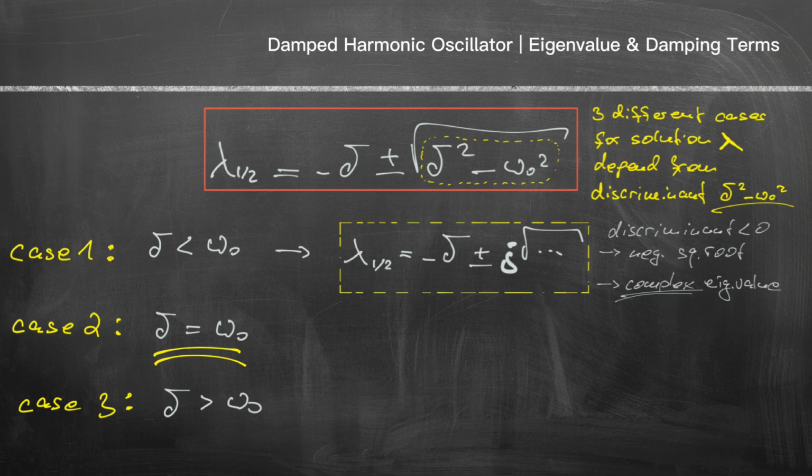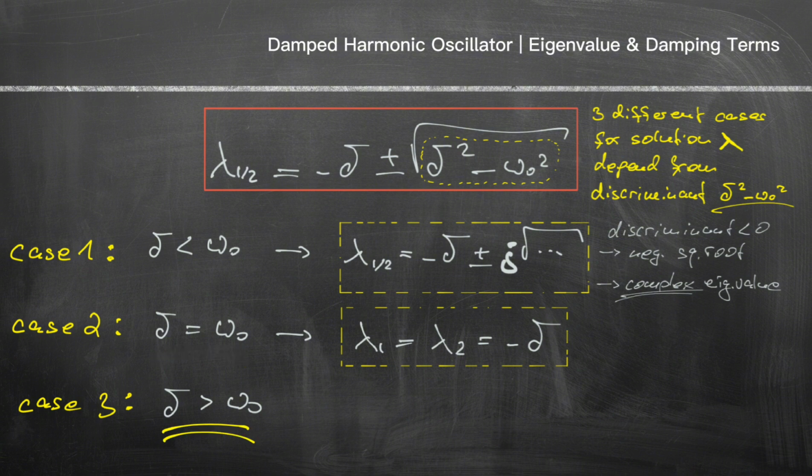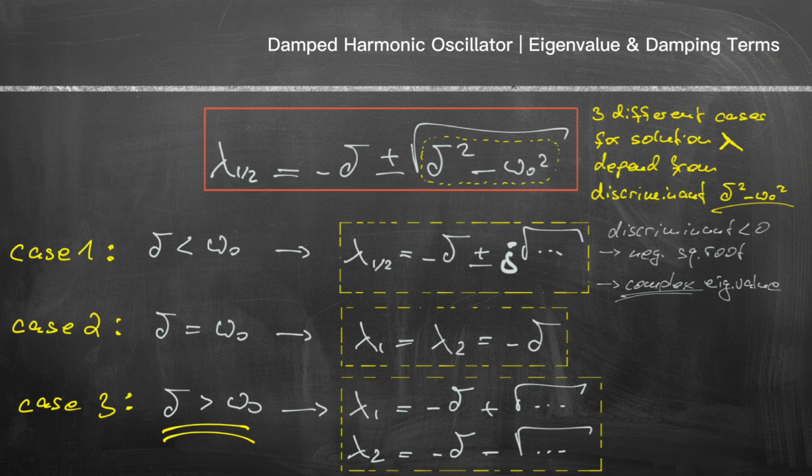In the second case, delta is equal to omega 0. Then, the part under the square root becomes 0, and we obtain a purely real solution with a double root. That is, lambda 1 is equal to lambda 2 is equal to minus delta. In the third case, we again have real eigenvalues, but now 2 different ones. Lambda 1, 2 is equal to minus delta plus minus square root of delta squared minus omega 0 squared. This happens only when delta is larger than omega 0.